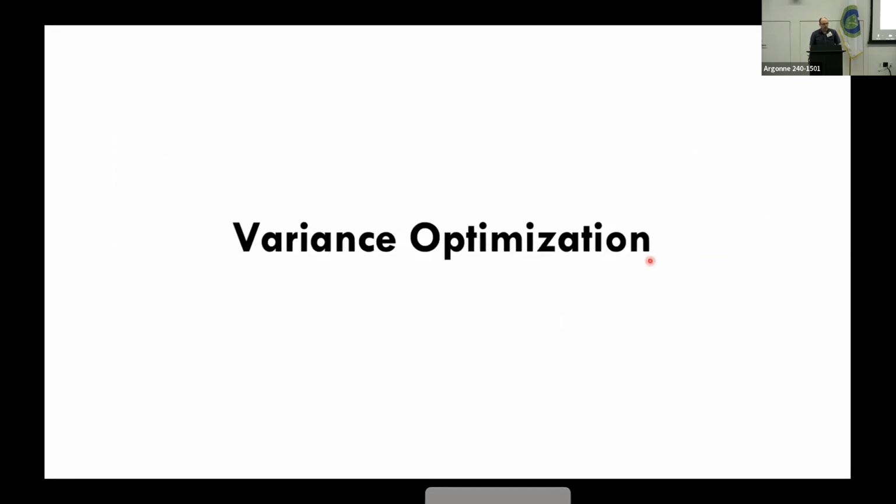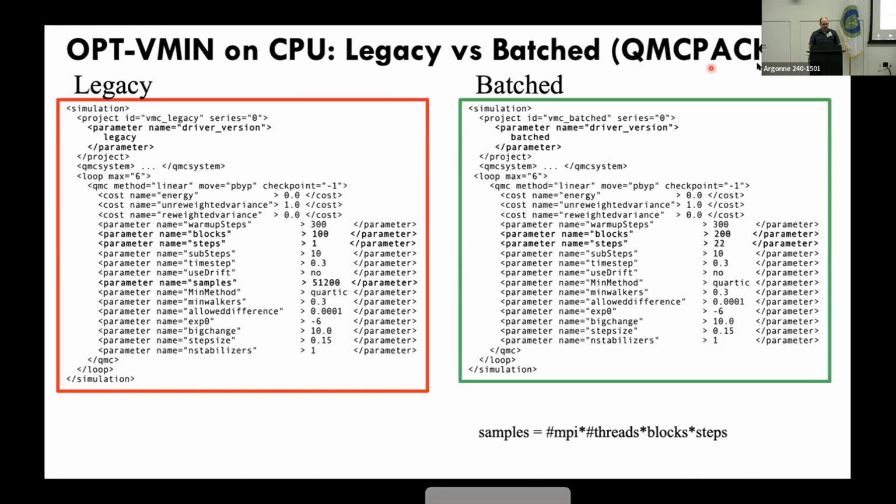All right. For variance optimization, somewhat similar. Again, you have the driver version, which you change. There are some changes in how you specify the optimization. This is variance minimization done with the quartic optimizer. You can handle a cost function somewhere between variance and energy. Originally, in the legacy driver, you could specify the number of samples, in this case about 51,000 samples. That's the total amount of work you want the code to collect and do the optimization with.